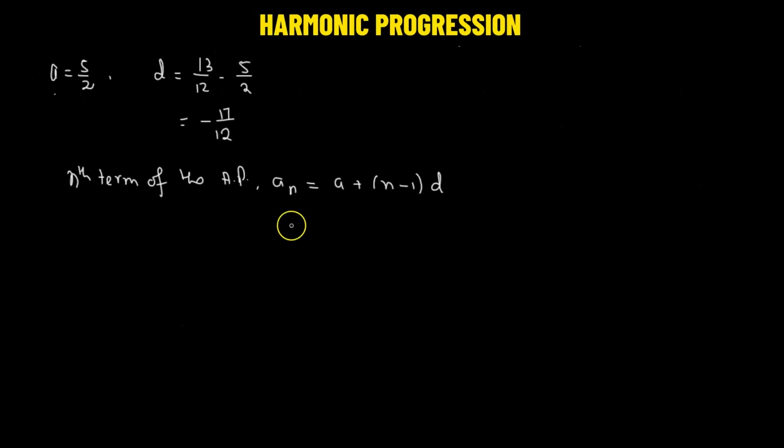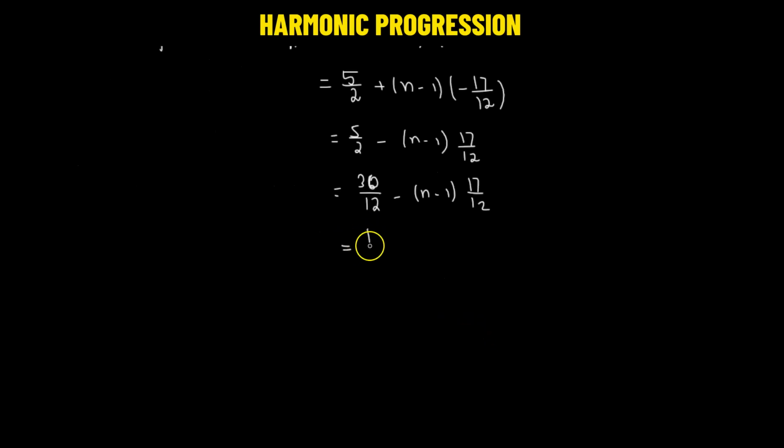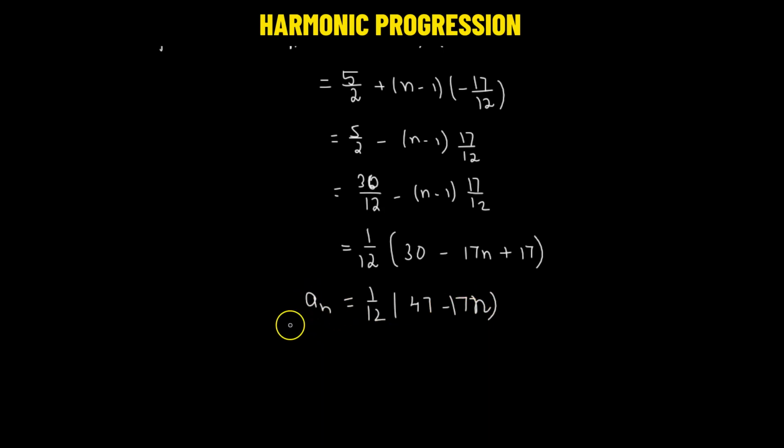So we'll substitute the values here. a is 5 over 2 plus n minus 1 times the common difference, which is negative 17 over 12. So we have 5 over 2 minus n minus 1 times 17 over 12. So we have 30 over 12 minus n minus 1 times 17 over 12. Let's take 1 over 12 as the common factor. So we have 30 minus 17n plus 17, which equals 1 over 12 multiplied by 47 minus 17n. Fine. So this is the nth term of the arithmetic progression.